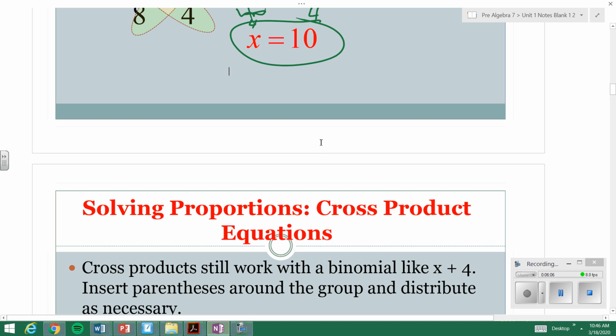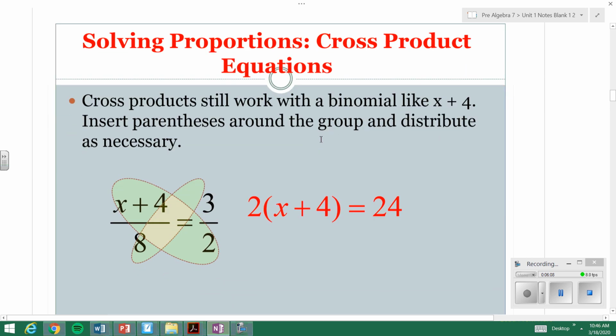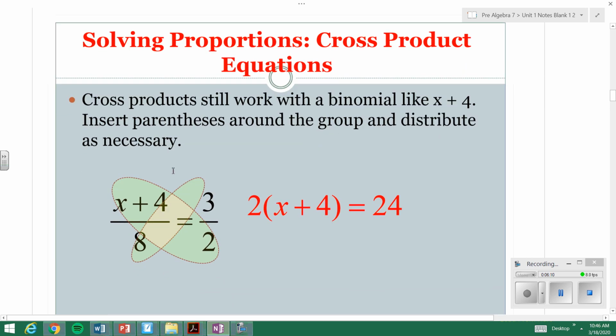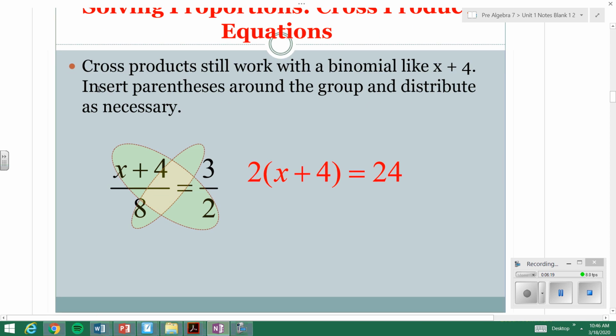Okay, but let's actually level up the difficulty here. All right, solving a proportion that has a binomial in it. Okay, cross products are still going to work with a binomial like x plus 4. In this case, I must recognize that this numerator is a group. So I can know that 8 times 3 is 24, my one cross product.